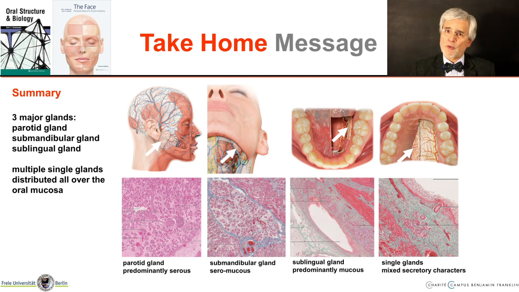So now we come to our take-home message. There are three pairs of large salivary glands: the parotid gland, which produces predominantly serous saliva, the submandibular gland as a seromucous gland, and the sublingual gland with its rather mucous saliva. And not to forget, there are also the many individual glands with very different types of secretion.